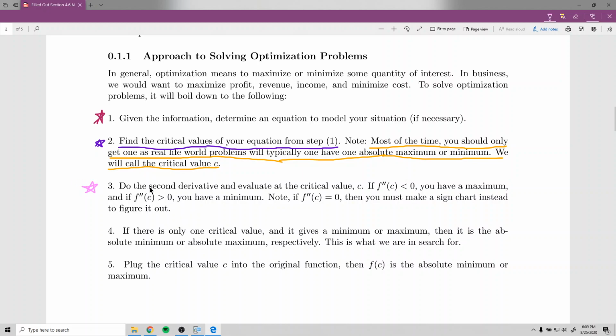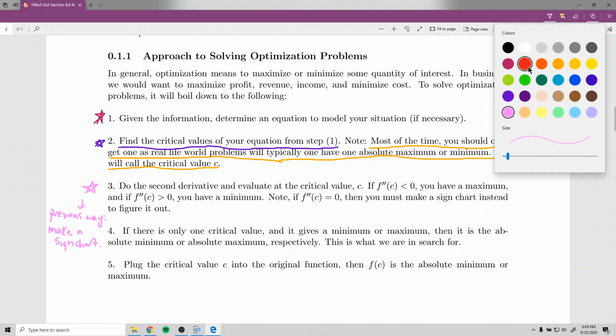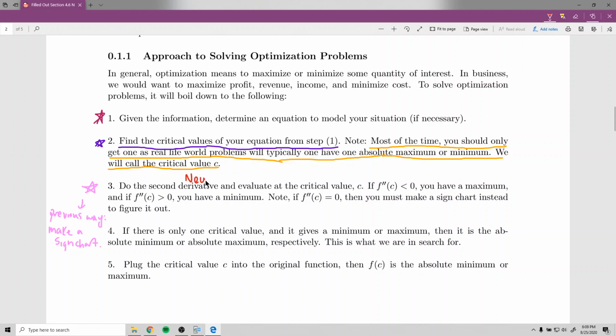One is from the previous way. I'll remind you the previous way to figure out whether you had a maximum or minimum was to make a sign chart. But we actually have something that we can do extra. Most people like this a little bit more. It just doesn't always work. But I'm going to call this the new way, because it's typically what I'm going to do.